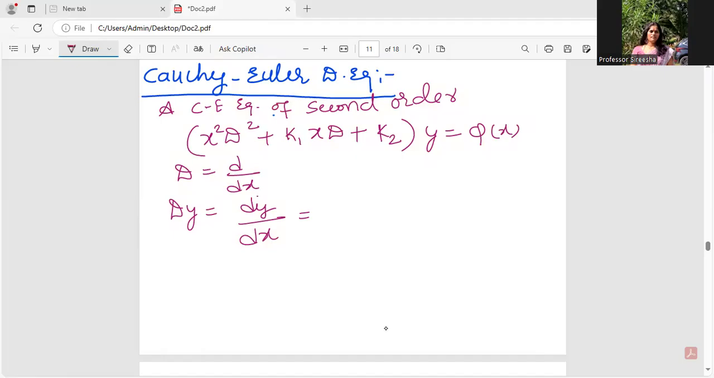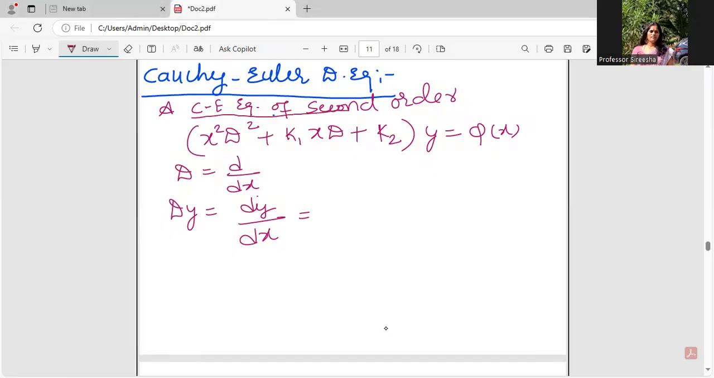Okay, so we'll see how to solve a Cauchy-Euler differential equation. First, what is a Cauchy-Euler differential equation? I'll be considering a second order one instead of taking a generalized one. It would be of the form x squared D squared y plus some constant into xDy plus some constant into y is equal to Q of x. What is D? D by dx, as all of us know.